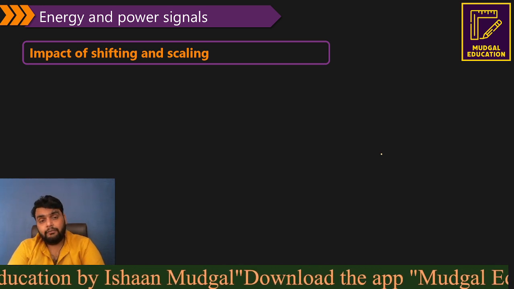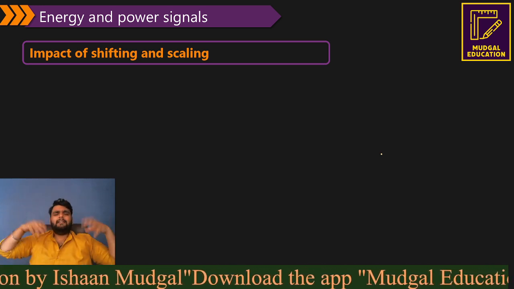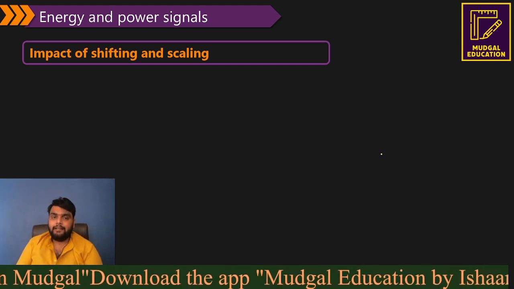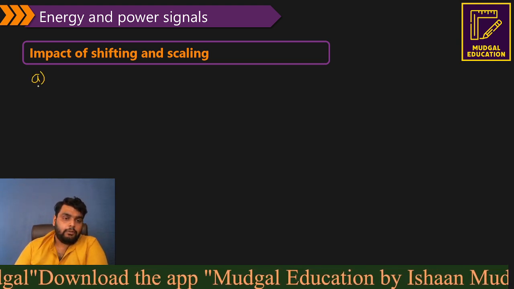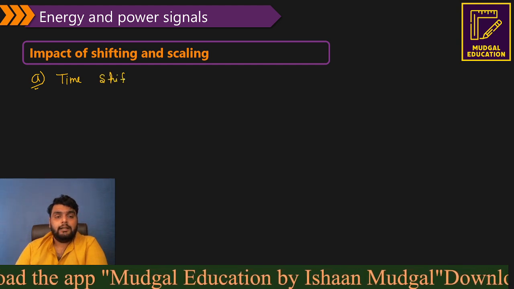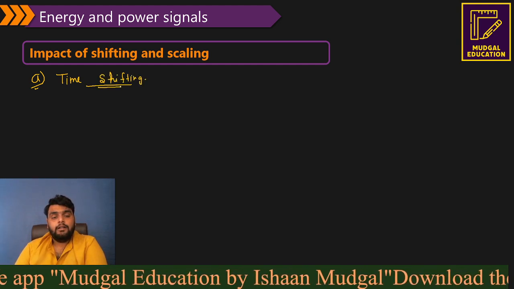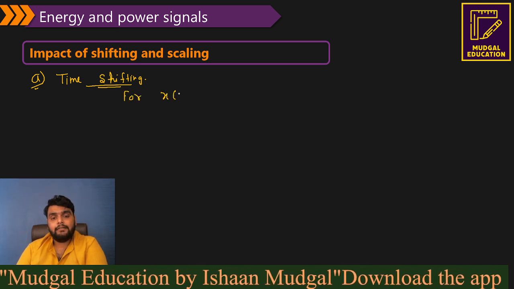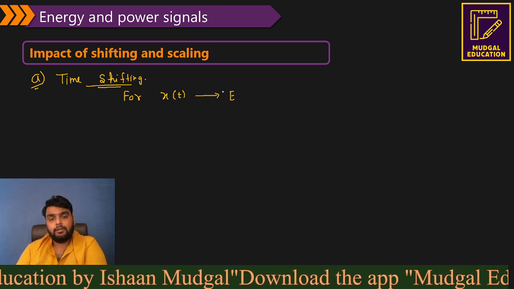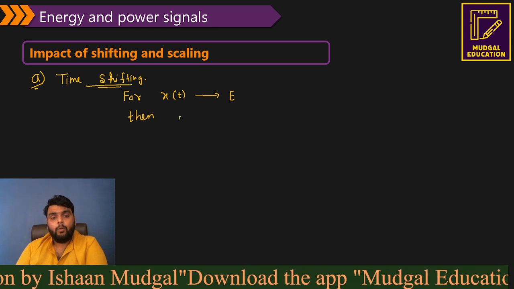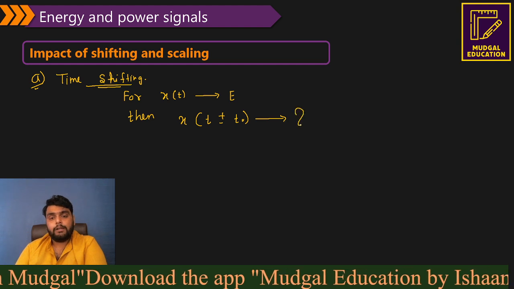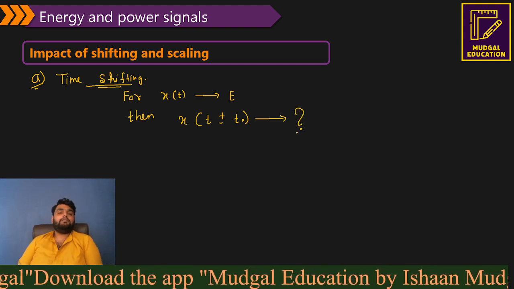Now next, a very important feature, and on this particular topic many times questions have been asked in an examination: the impact of shifting and scaling on energy. So in the first case, I am going to take the time shifting phenomenon. Let's suppose for any signal xt, the energy given is E. Then the question is, what will be the energy of xt plus minus t naught?